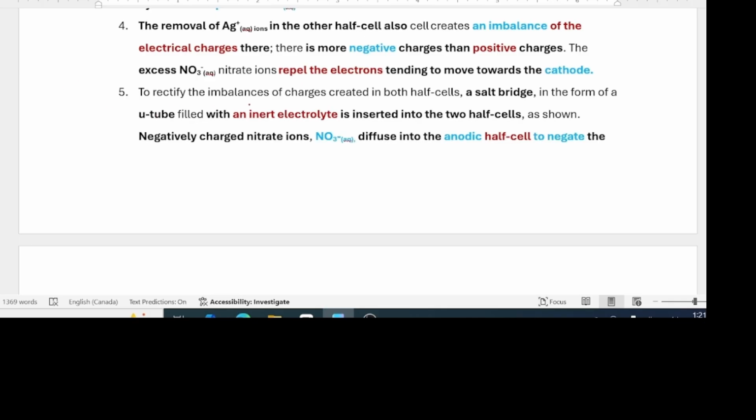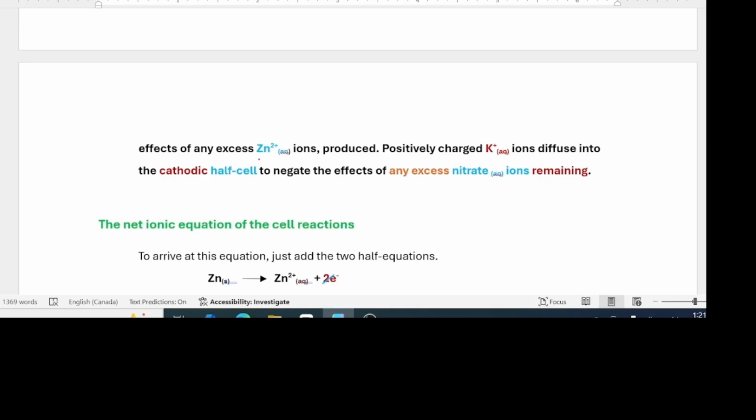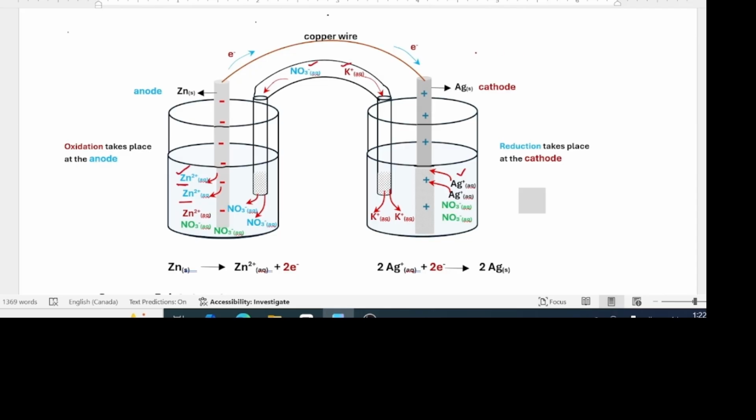To rectify the imbalances of charges created in both half cells, a salt bridge in the form of a U-tube filled with an inert electrolyte is inserted into the two half cells as shown in the figure above. The negatively charged nitrate ions diffuse into the anodic half cell to negate the effects of any excess zinc ions produced. The positively charged potassium ions diffuse into the cathodic half cell to negate the effects of any excess nitrate ions remaining there. So that summarizes everything that is shown in this figure.